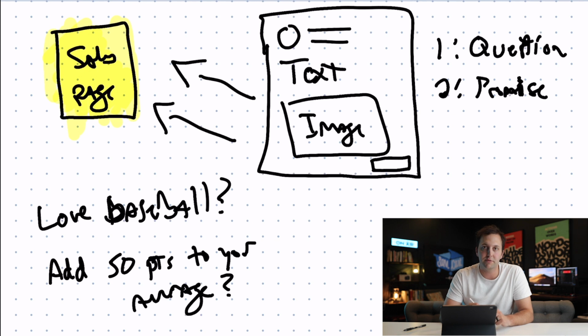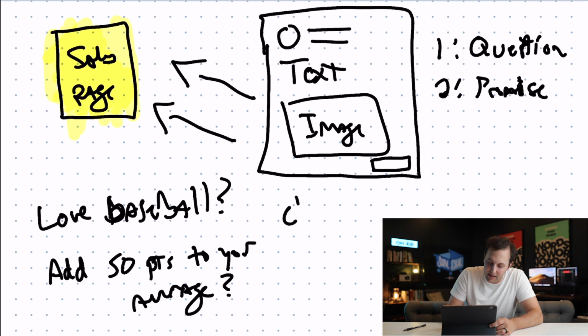Ask a question, make a promise. Hey, do you love baseball? How would you like to add 50 points to your batting average? I've got 6 special things inside of this brand new book I just created that I would love to have you check out. Click the link below. Done. That's the only purpose of your ad. Remember that. The only purpose of your ad is to get a click.